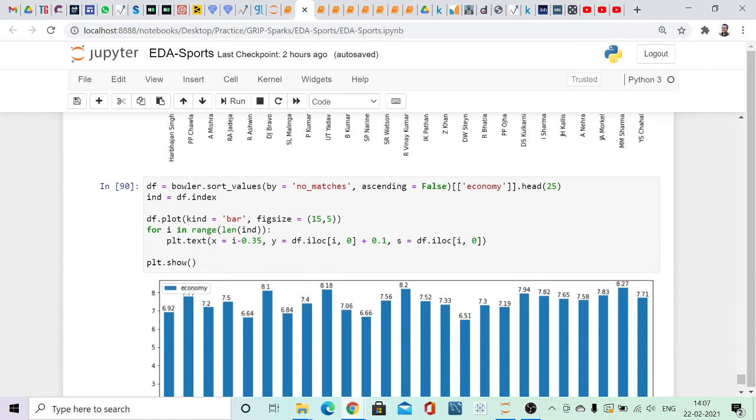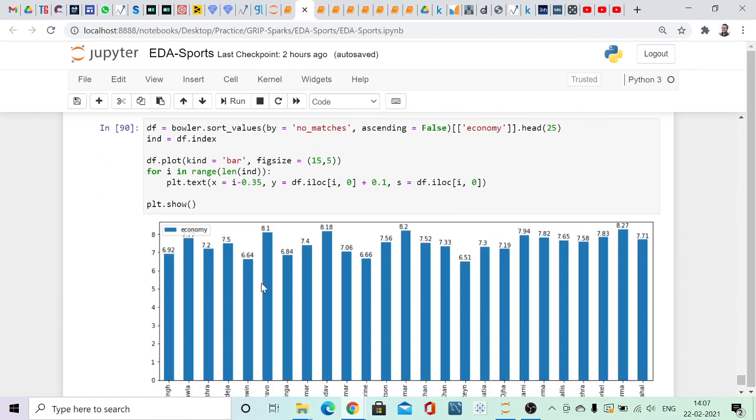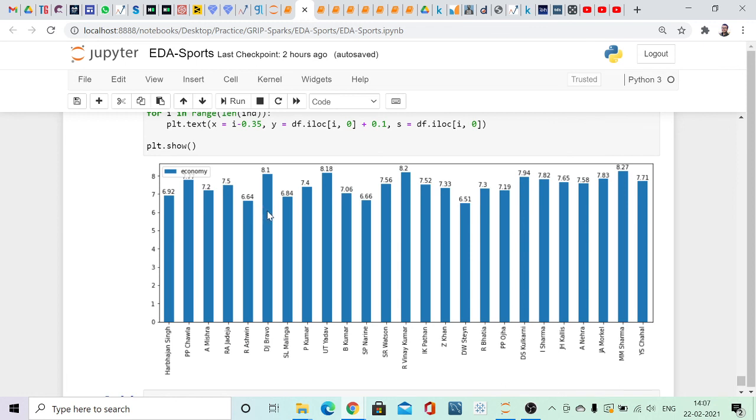Now this graph gives us the economy rates. So we can see that Harbhajan Singh, Ashwin, Malinga, Sunil Narine, Dale Steyn have quite good bowling economies, while some players have quite high bowling economies.